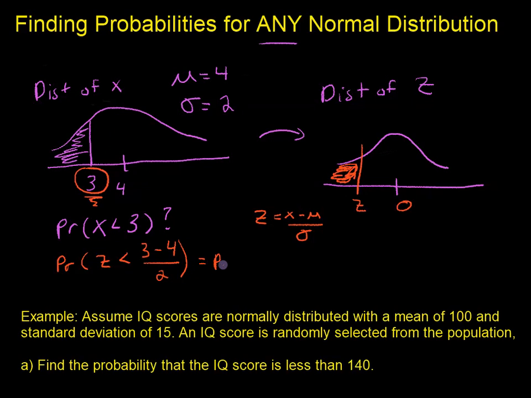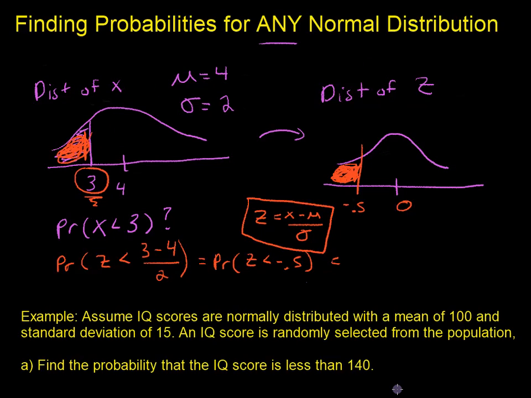So this is the same thing as saying the probability that z is less than, well, 3 minus 4 is negative 1, divided by 2 is negative 0.5. So this corresponding value of z, the value of z right there, is negative 0.5. And these two areas, the area here and the area here, are the same, because I've used this transformation to make it so that this area and that area are the same. So the probability that z is less than negative 0.5.